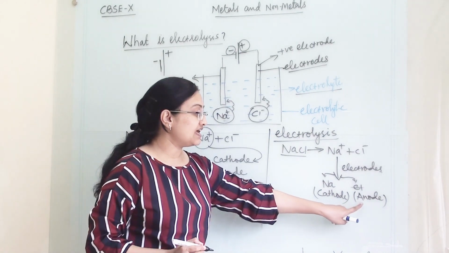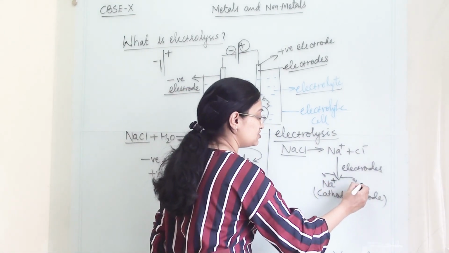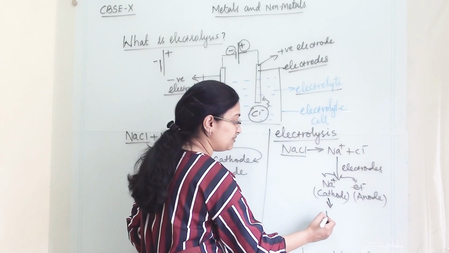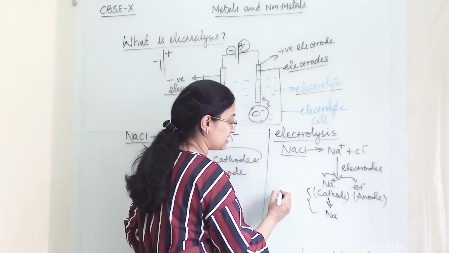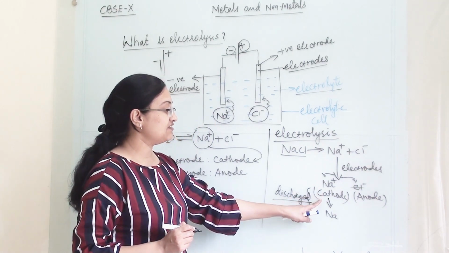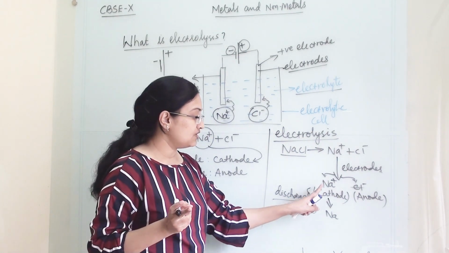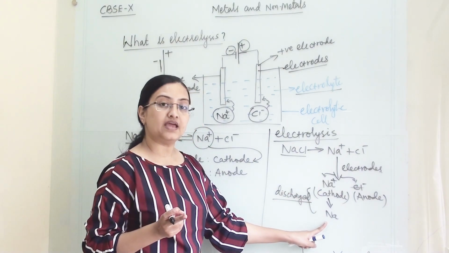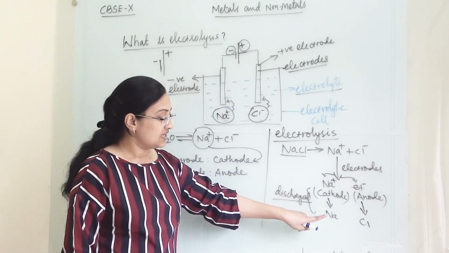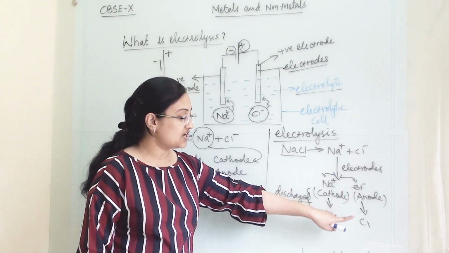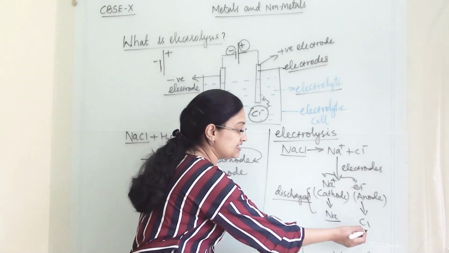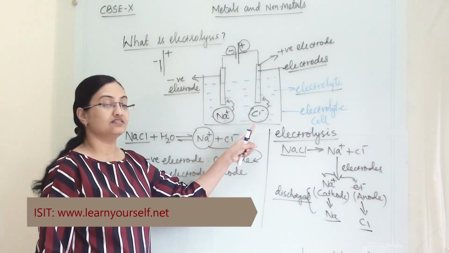Now, till now they are with charge. Once they reach their respective electrodes, they will lose their charge. So Na plus will become Na. This process is known as discharging. Once they reach the oppositely charged electrode, they discharge. So Na plus will become Na and Cl minus will become Cl. They become neutral atoms, and whatever we get is our respective product at these electrodes.